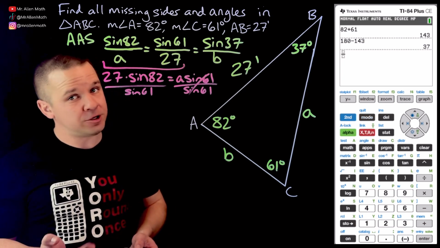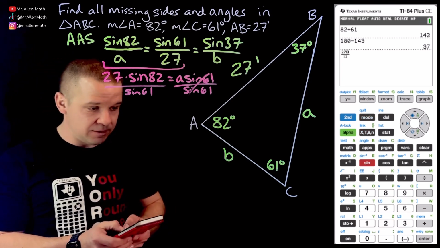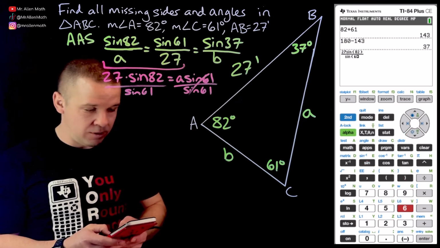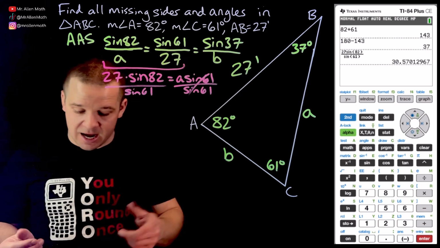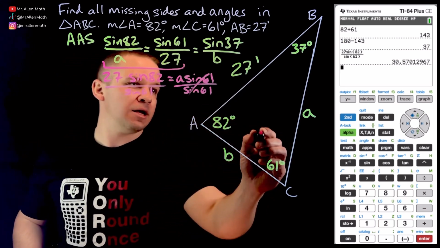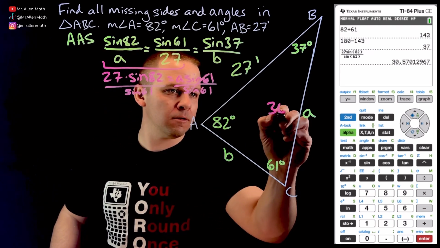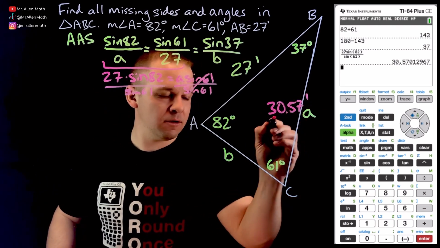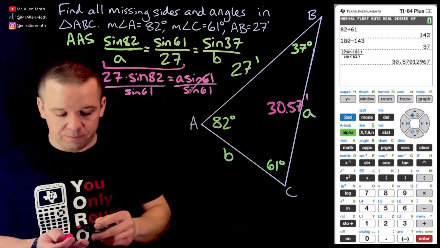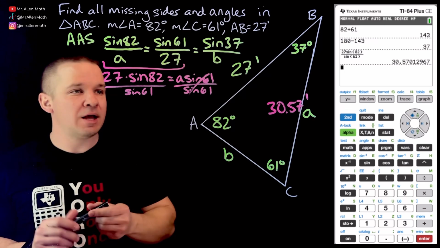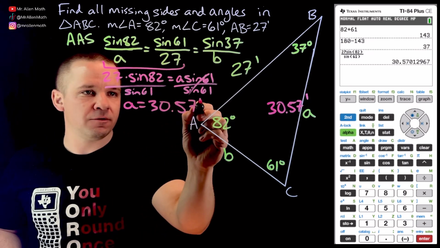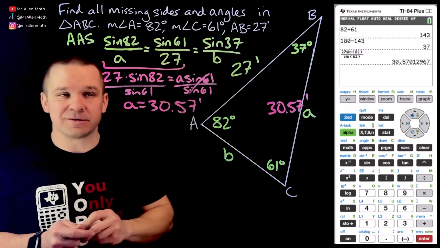Alpha x for the fraction, or alpha y, equals 27 sine of 82 over sine of 61. And that'll give me my side length of a, which is 30.57. So a is, I'll write it right here, 30.57 feet. Yes, we are in feet. Cool. So we got a. We got the measure of angle B. We only have one more to go. Two thirds of the way done. I can also write that a equals 30.57 feet right here. Boom. I got it in two places.